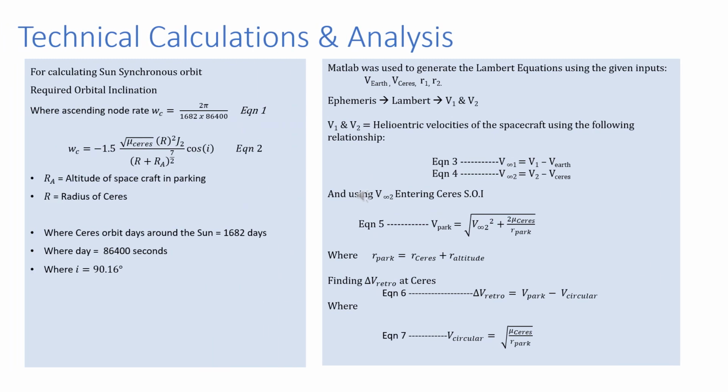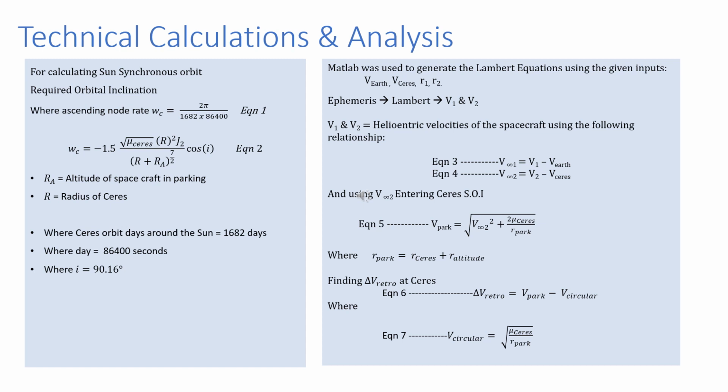Technical calculations and analysis. For calculating the sun-synchronous orbit required orbital inclination, we first calculated the ascending node rate in equation 1. Then, with the ascending node rate, we plugged it into equation 2 to find the required orbital inclination at 90.16 degrees. MATLAB was used to generate the Lambert equations using the given inputs: the velocity of Earth, the velocity of Ceres, the position at Earth, and the position at Ceres.